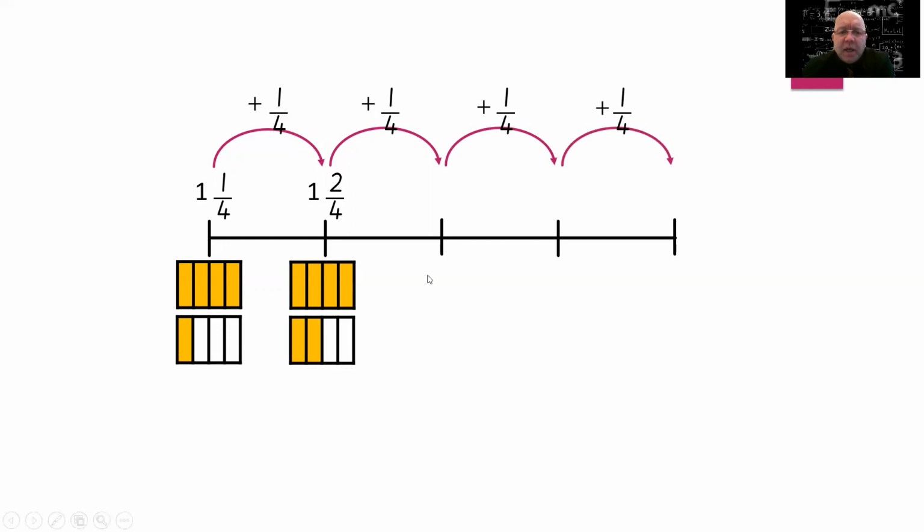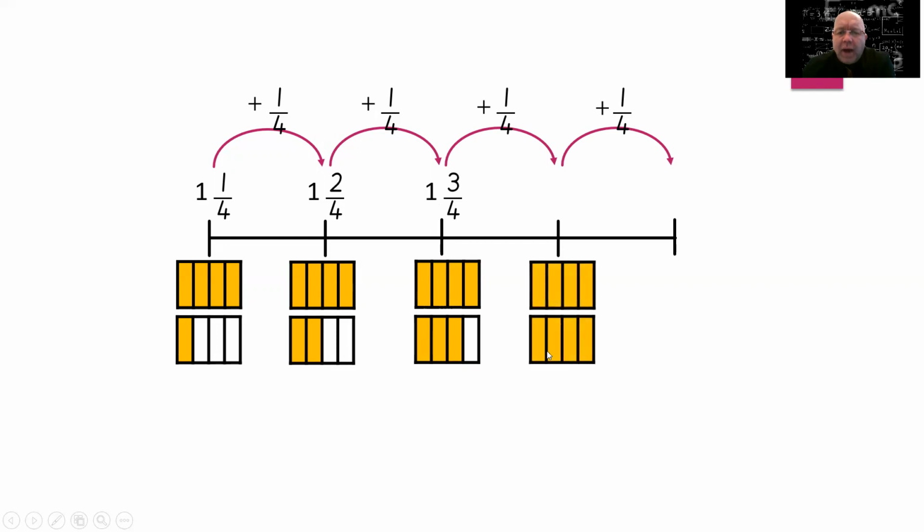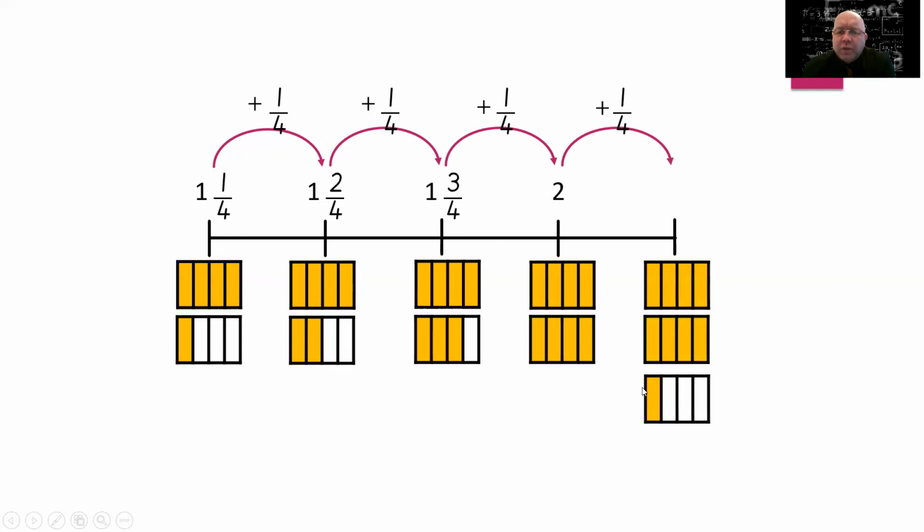So our missing numbers, first of all, using the diagram, we've got the whole one, and then this time we've got 3/4. So that's 1 and 3/4. A whole one and 4/4. So 1 and 4/4, which of course we know is actually the same as saying 2 whole ones. And then 2 whole ones and 1/4. So there's our sequence. We've added 1/4 each time.